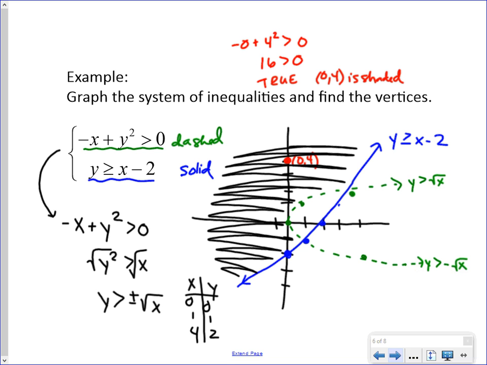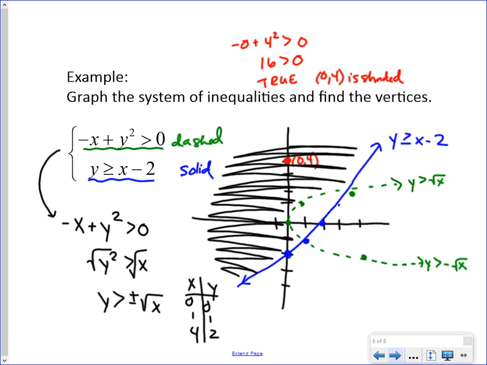Is that area bounded or unbounded? That would be unbounded because imagine it just keeps going, right? Just keeps shading over there. Okay, so this is an unbounded region. But even unbounded regions have something we call vertices. Vertices are the points or the corners where your curves intersect, right? They're like the corners to the shaded region.